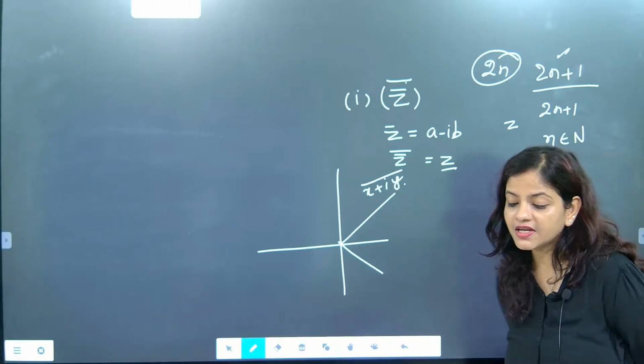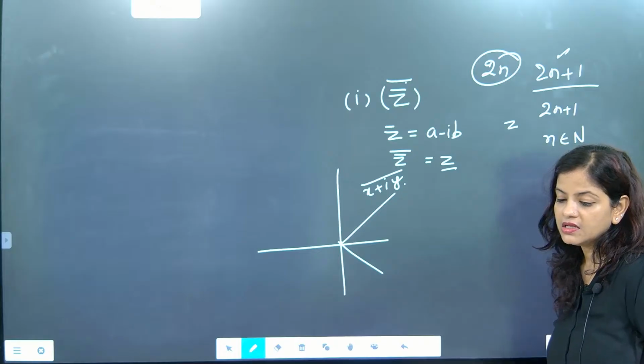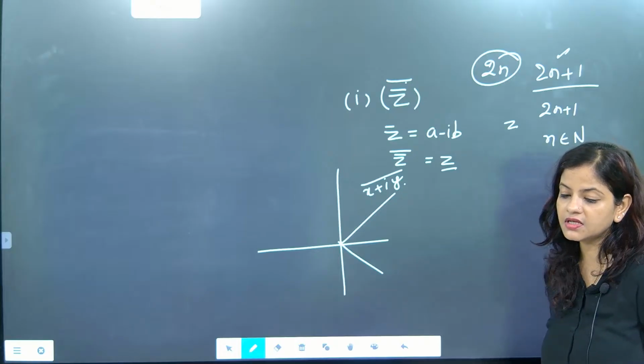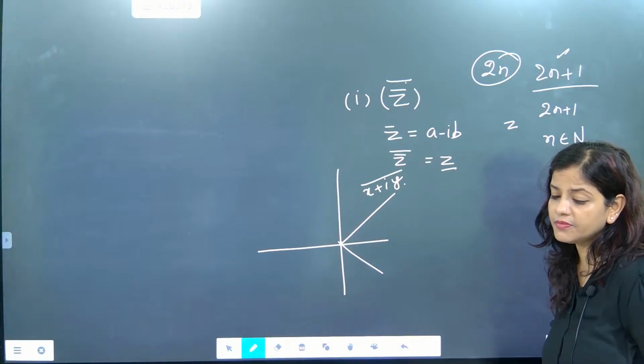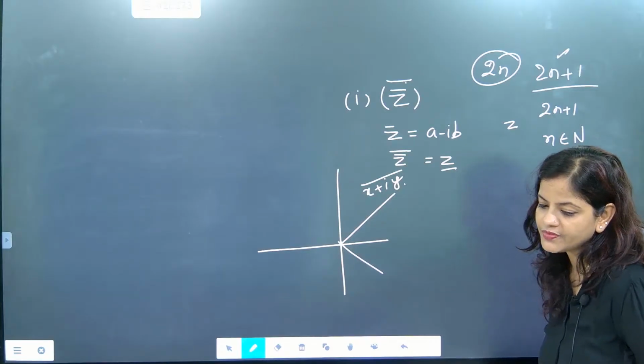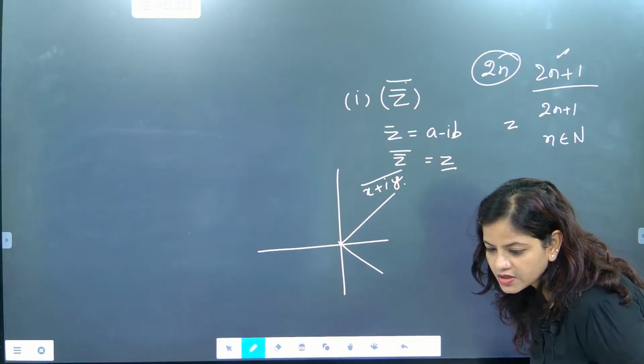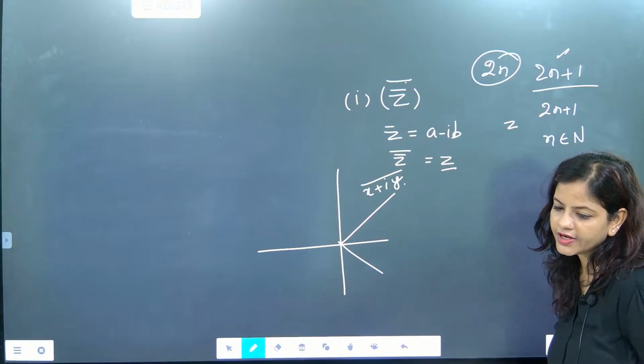Pyoja is telling z to the power bar. That's a quick answer. N is a natural number. Siddharth, conjugate. Absolutely. Rudra, correct.